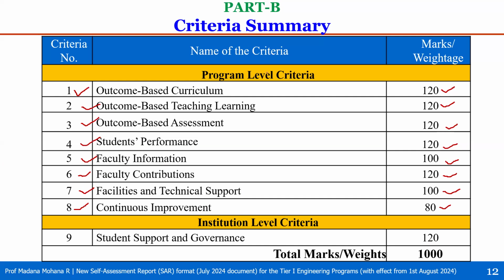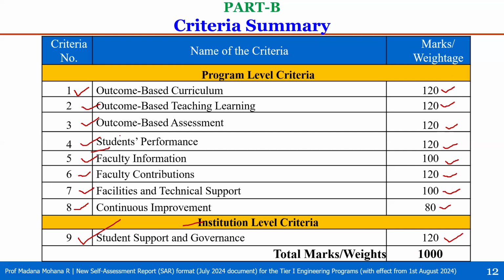So these criterion 1 to 8 are at program level. That means in our department, whatever the program you are applying for NBA accreditation, all these 1 to 8 criteria are related to department level. So then based on the SAR contents, you have to provide the UG and PG data wherever it is required. Then institution level, we are having one criteria, that is criteria 9, student support and governance. So which having 120 weightage. Then across all the 9 criteria, the total marks are 1000 or weightage is 1000 points.